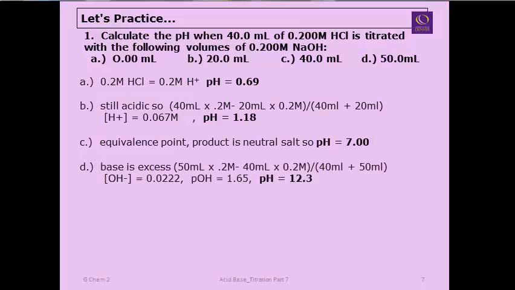The last step, the base is in excess, so you use a similar setup like this, only now you're taking the base minus the acid divided by the total volume. You solve it, you get the OH minus, but remember that is not the pH. That's not the key to finding the pH. So what you can do is take the negative log of that, that gets you the pOH, subtract that from the 14, and that'll give you your new pH at 12.3.